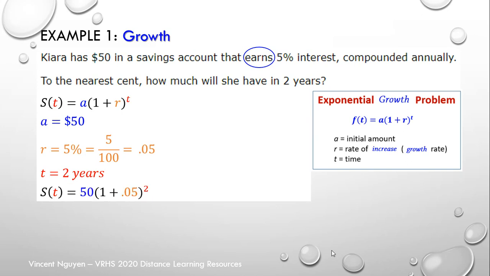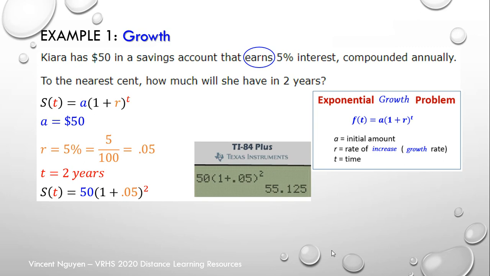And then we substitute it all into our formula. Okay, 50 times 1 plus 0.05 raised to the second power. And we carefully type all of that into our calculator. All right, and we hit enter and it tells us 55.125. If we round this to the nearest cent, that means Kiara will have in her savings account $55.13. You will want to round that up, right? So $55.13.